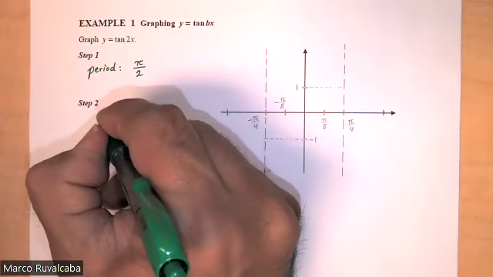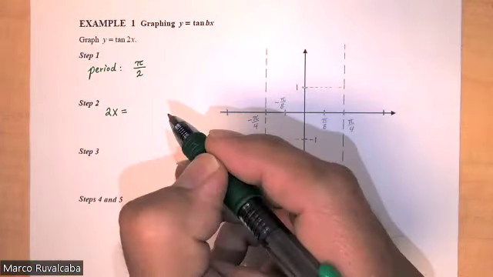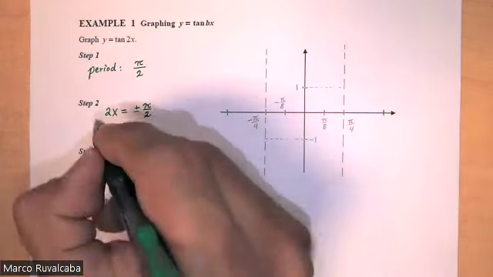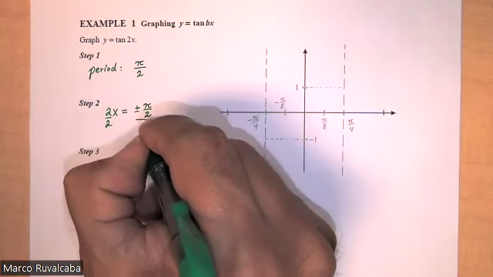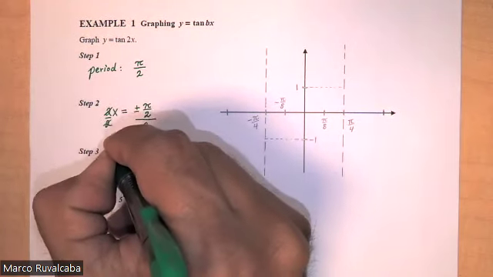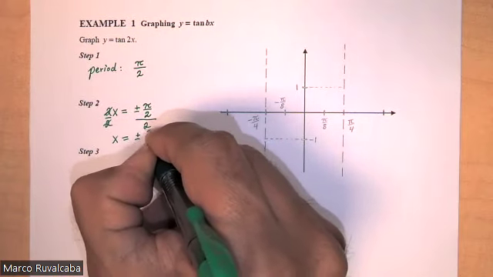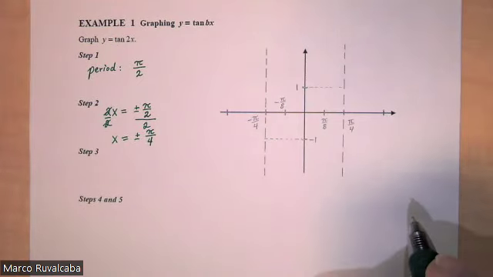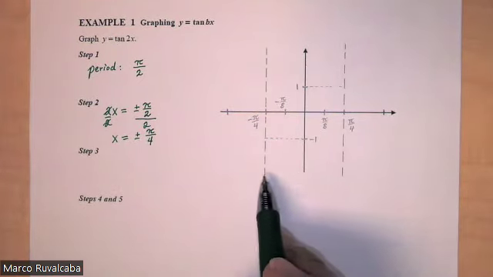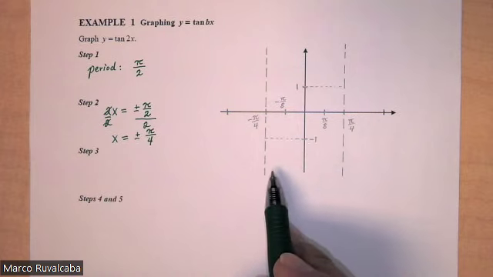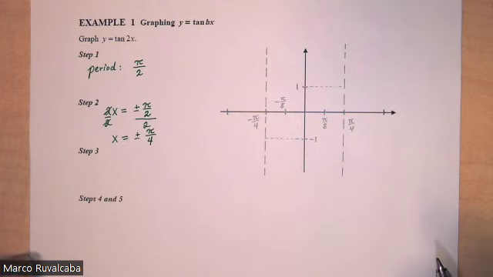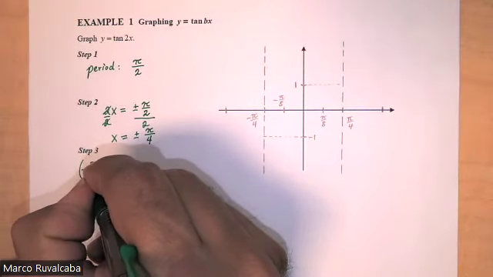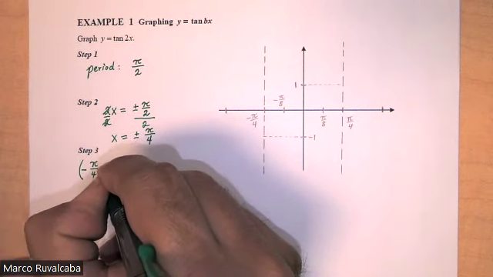So we're going to say 2x is equal to plus or minus pi halves. And then if we divide by 2, we get the value of the asymptotes, which is plus or minus pi fourths. Okay, those are the two asymptotes. I already graphed them right here at positive pi fourths and at negative pi fourths. So the interval in question is the interval between negative pi fourths and pi fourths.